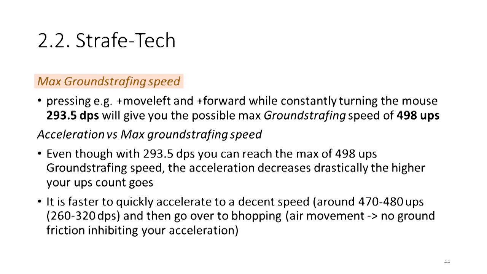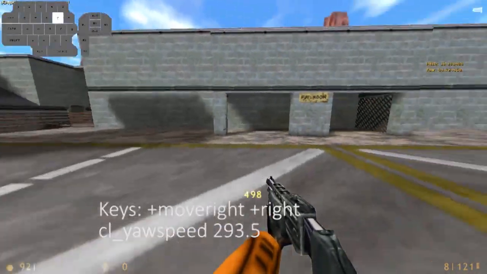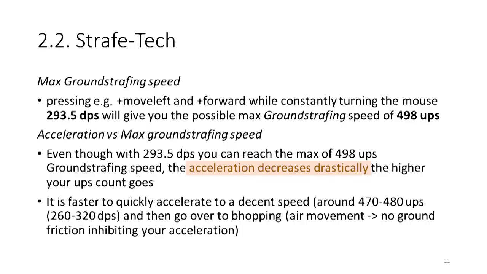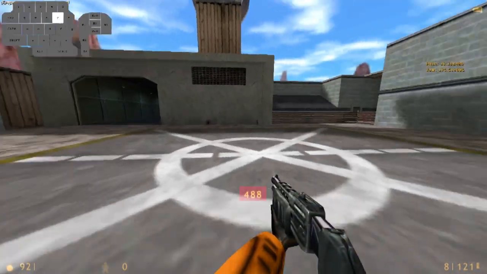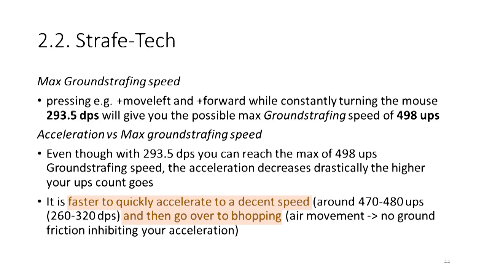Another thing we can approximate from this kind of experimental setup is the maximum achievable ground strafing speed, which reaches its high at 498 UPS with a constant turning speed of 293.5 DPS. For practical purposes though, it has to be mentioned that the acceleration decreases drastically the closer you get to the maximum speed. In-game, it is therefore recommended to reach a decent ground strafing speed and then going over to Bhop-Hopping.